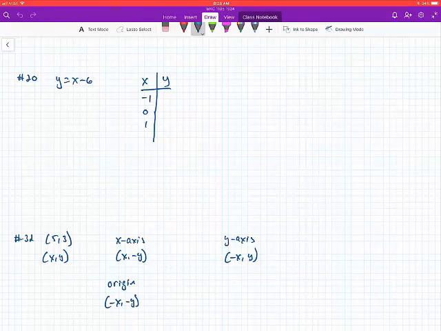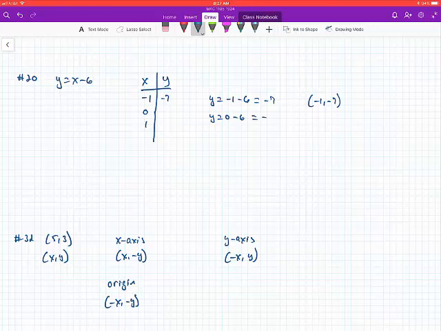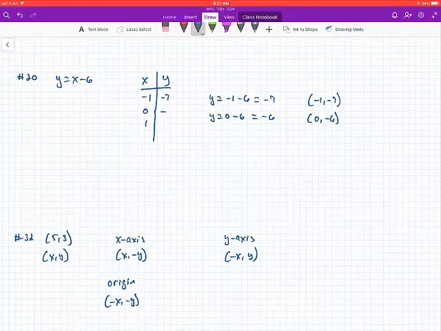And so for the first one, I'm just going to replace x with the value that I chose, which is negative 1. And so we get that when x is negative 1, our value of y is negative 7. And so the ordered pair there would be negative 1, negative 7. And so what happens when x is 0? So y is equal to 0 minus 6. So we get negative 6. So the ordered pair would be 0, negative 6.